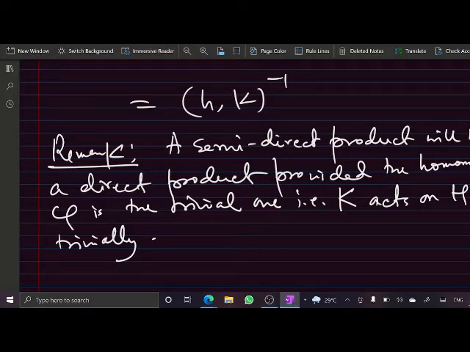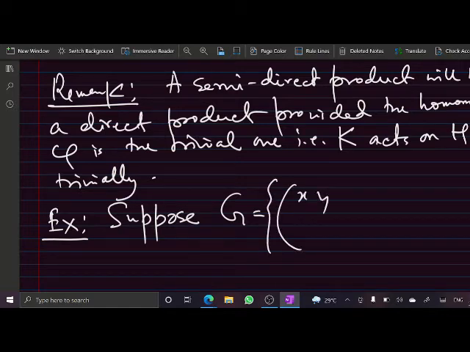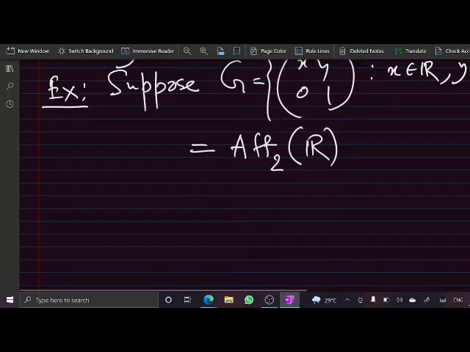Okay. Now let us have a look at some examples. Example: consider the group of all matrices of this form, where x belongs to R star and y is a real number. We may denote it by AFF over R. These are called the set of all affine matrices.